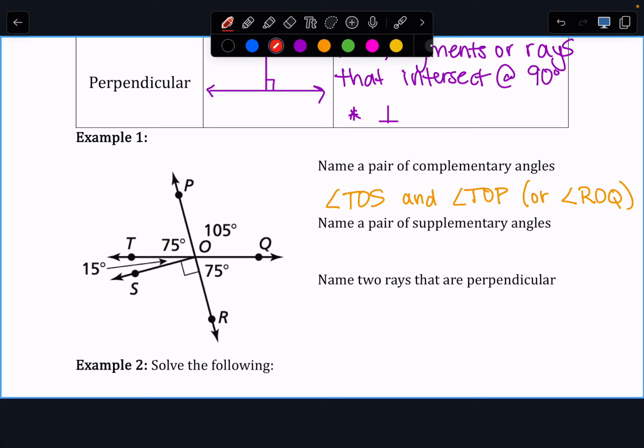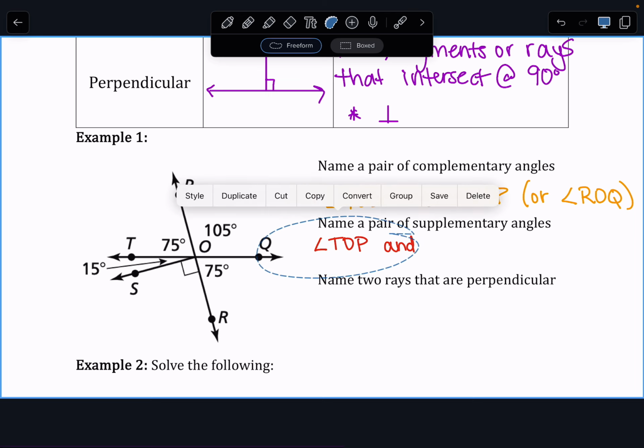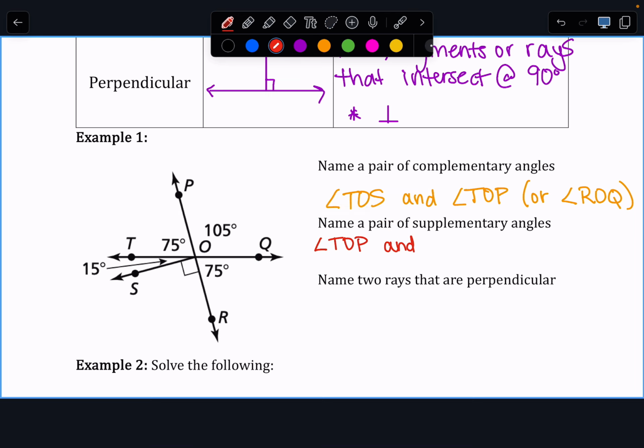Angles that are supplementary. We could go crazy and name a lot of different options. Vivi, give me just one of the angles that you see up there. TOP? Yeah. Okay, so angle TOP is here. That's 75 degrees. So I need an angle that adds up to 180 degrees with 75.